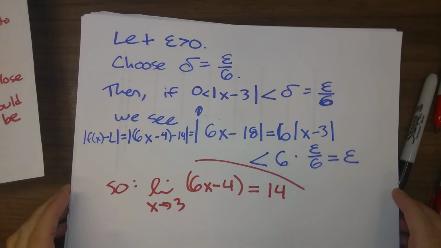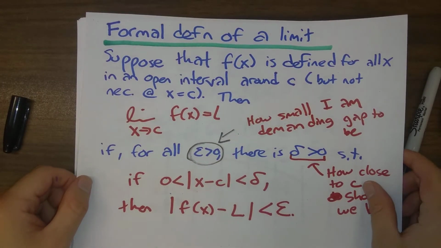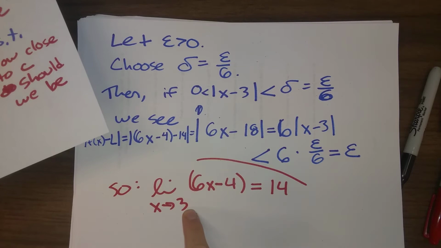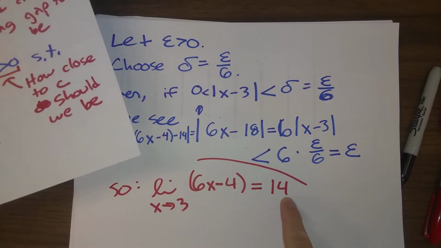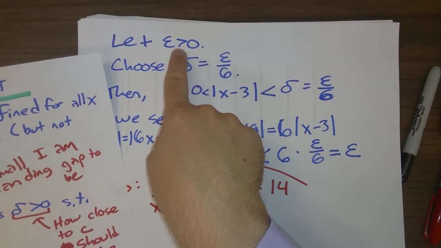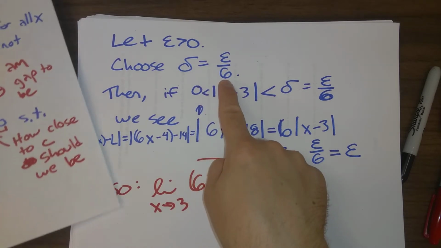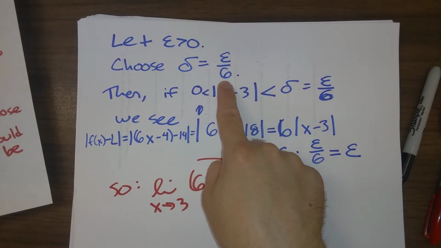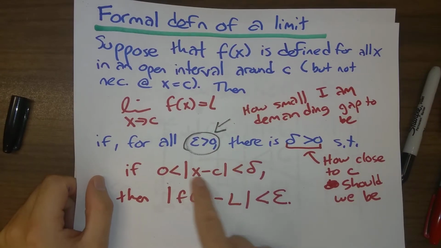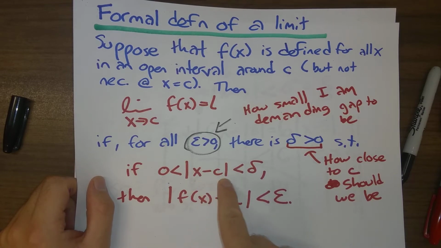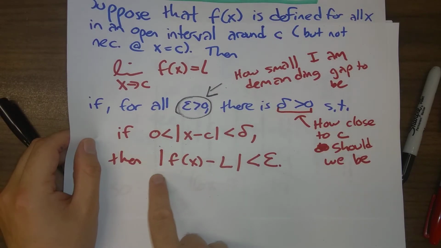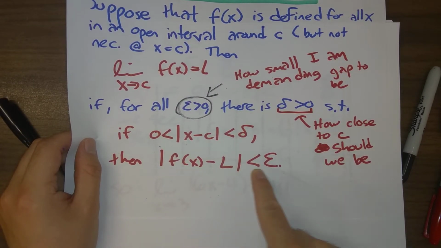So let's just see how this goes through with our formal definition of the limit. The limit as x goes to c of f of x is equal to L. The limit as x goes to 3 of 6x minus 4 is equal to 14, if for every epsilon greater than 0, there is a delta. In particular, we're choosing delta to be epsilon over 6, such that if the absolute value of x minus c, x minus 3, is less than delta, then the absolute value of f of x minus L is less than epsilon.